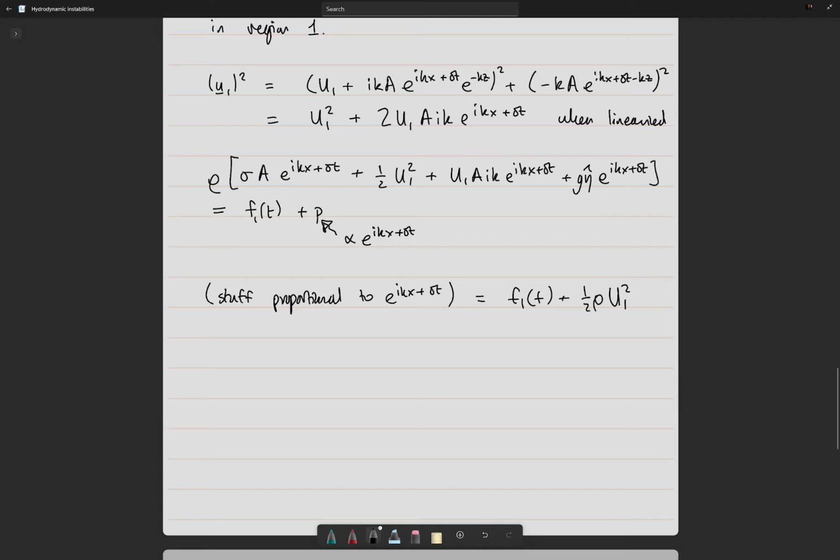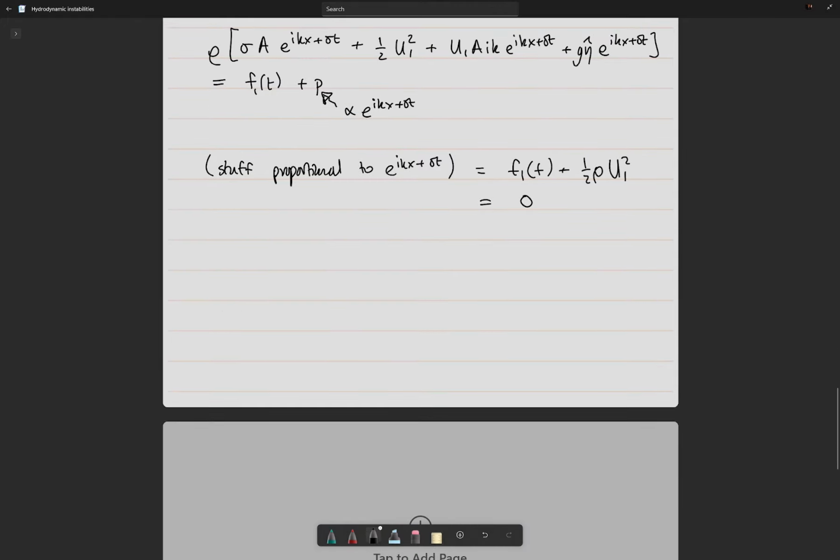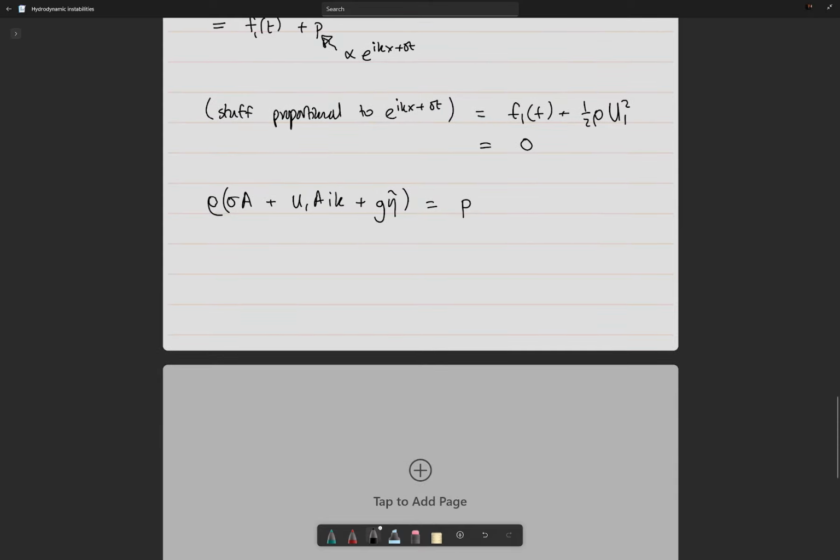But this here is just a function of time. It has no x dependence, so it therefore equals 0. This is very handy because it just means that we can now write rho sigma a plus u1 aik plus g eta hat is equal to p. And we can do exactly the same thing in the case of the second region, and we get rho sigma b plus ik u2 b plus g eta hat is equal to p analogously.